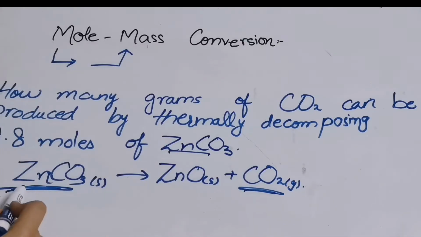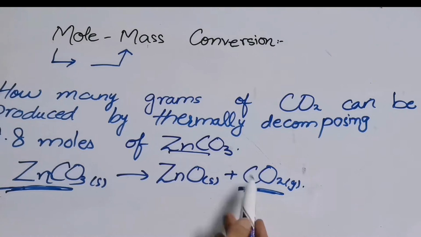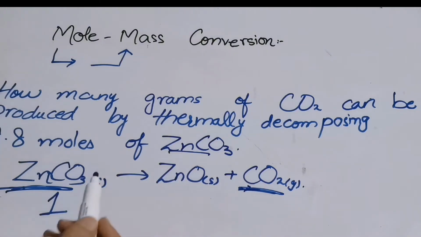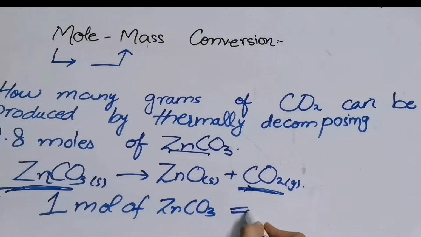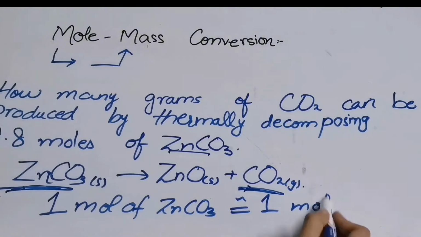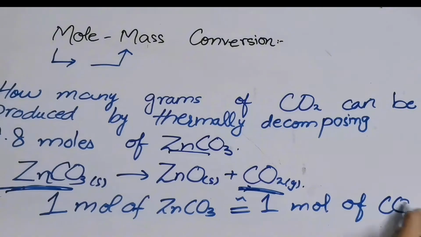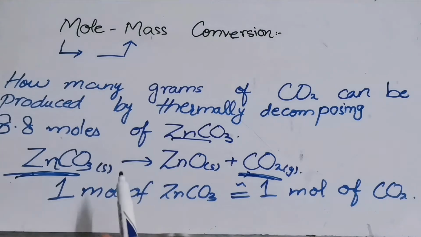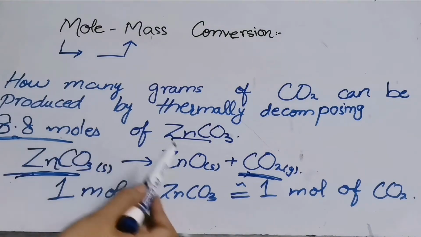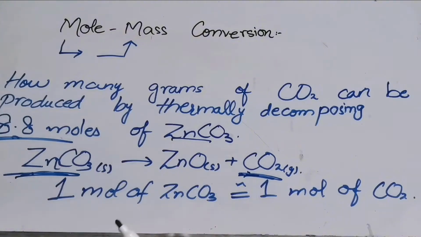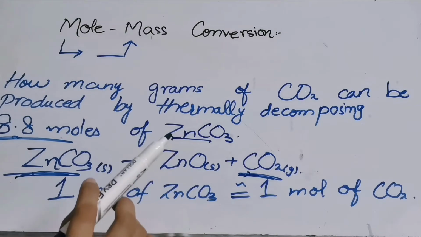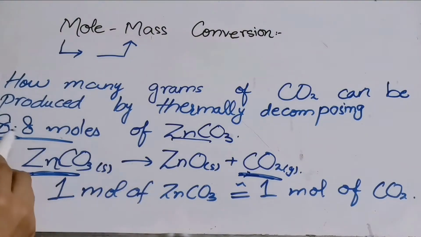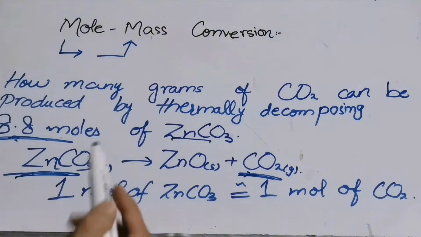So, how many moles of zinc carbonate are used to produce 1 mole of carbon dioxide? Only 1 mole. So we will write here that 1 mole of zinc carbonate produces 1 mole of carbon dioxide. Now in the question, if we use 8.8 moles of zinc carbonate, how many grams of carbon dioxide will be produced? First we will find the number of moles of carbon dioxide, then we will convert those moles into grams. So first let us do the same calculation as we did for the mole to mole conversion.